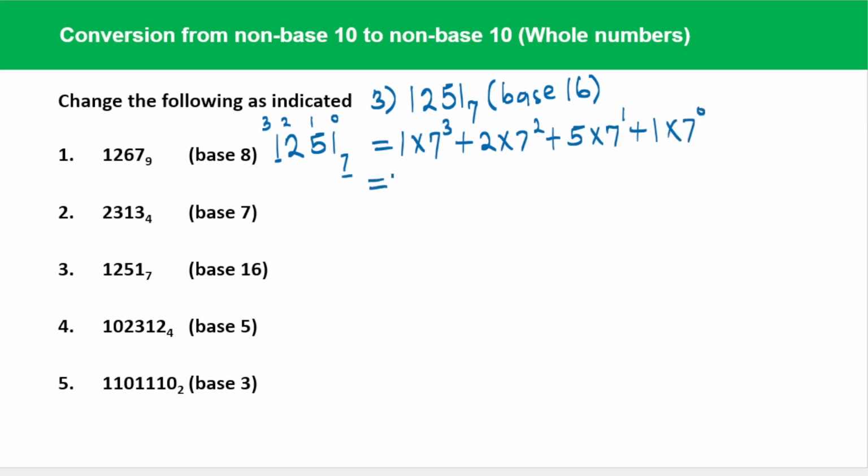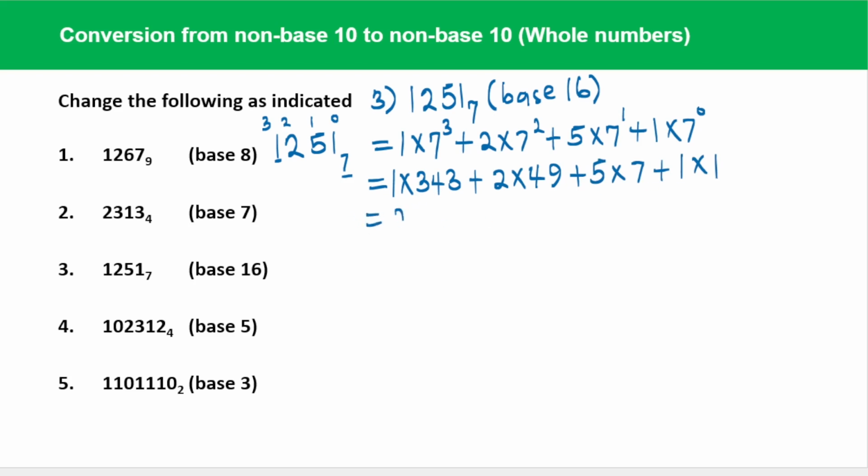7 to the power of 3, that means 7 times 7 times 7, which is 343. 7 to the power of 2, that's 7 times 7, which is 49. 7 to the power of 1, that's just 7. 7 to the power of 0, that is 1.